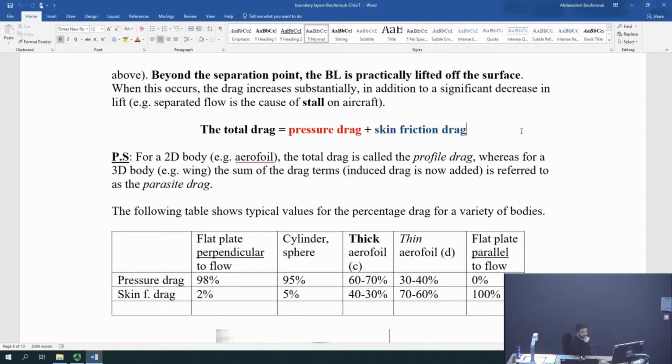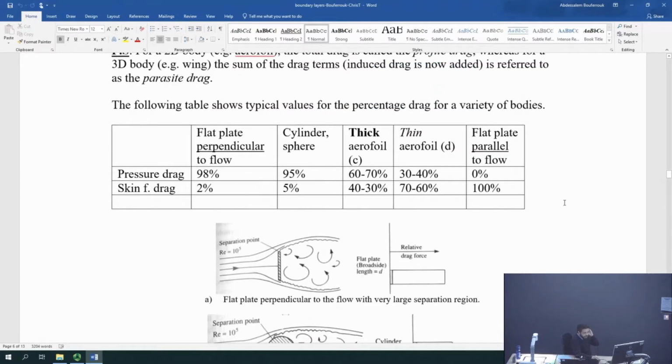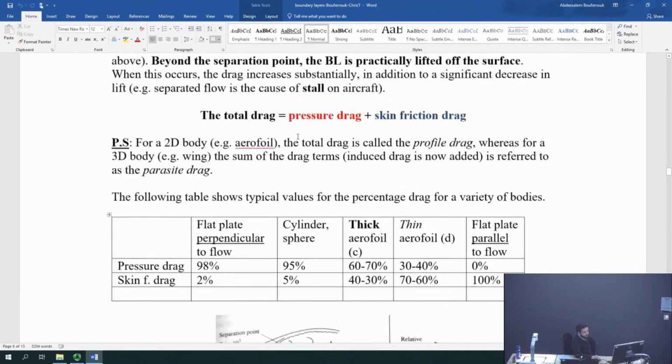The skin friction drag is a little bit more complicated. It actually is a function of the type of boundary layer that you have, whether it's a laminar boundary layer or whether it's a turbulent boundary layer. So I have here some flow pictures and flow cases where you can get a feel of the relative importance and contribution of those two types of drag.